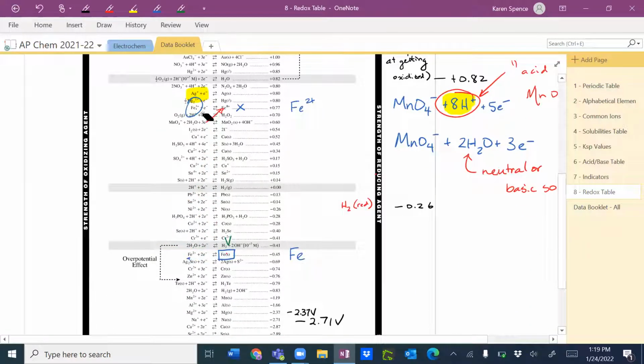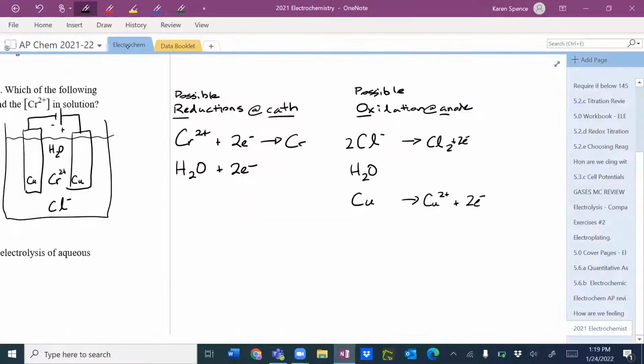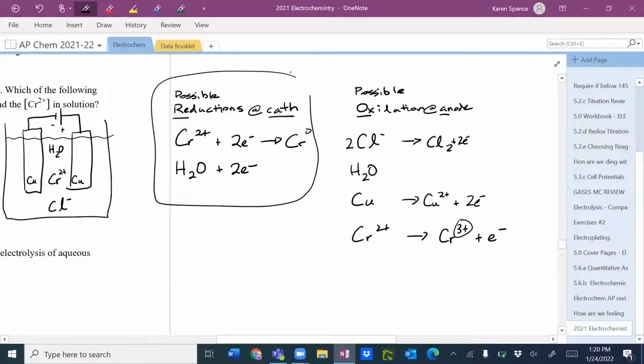Cr2 plus. Oh, Cr2 plus could also lose an electron and become Cr3 plus. Oh my goodness, that's so tricky. So Cr2 plus is another one of those multivalent metals that could go either way. It could get reduced to chromium 0 or oxidized to chromium 3 plus. So let's look at our possible reductions.